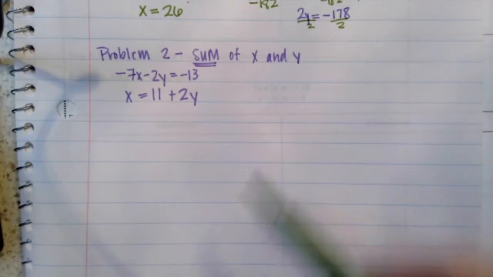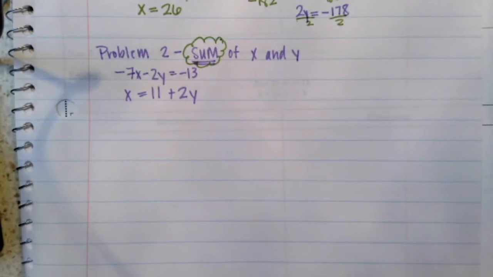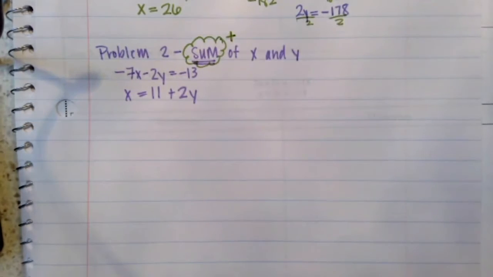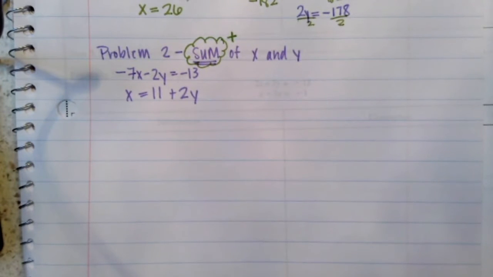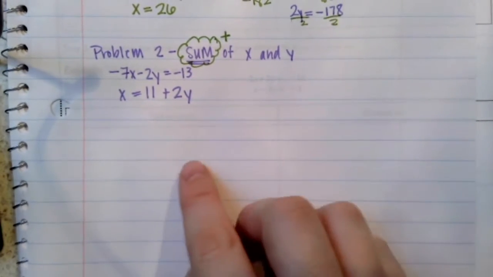So I like to write it in all caps, sometimes put a cloud around it, so that I remember that sum is what I'm looking for. Once I find my answers, I need to find the sum, which means to add. And so I need to add up my x and my y value once I find them. So the first thing I need to do is actually find them using either substitution or elimination. And I have probably said this, but I prefer elimination.